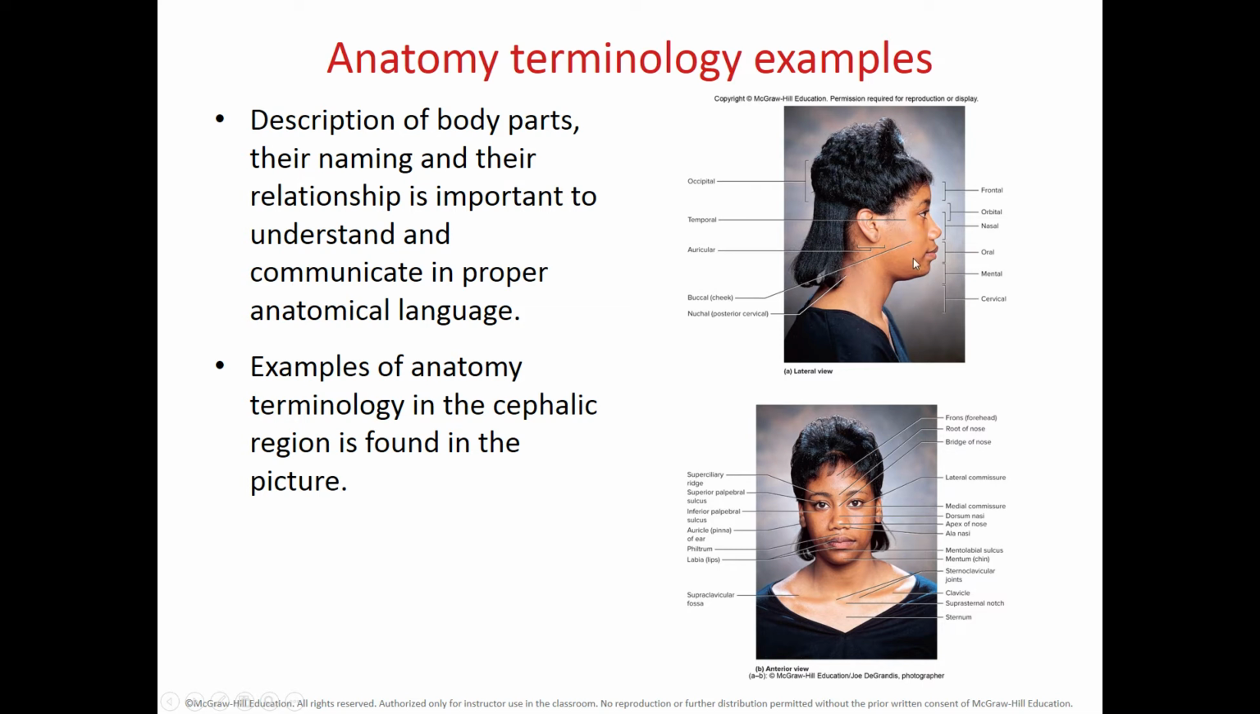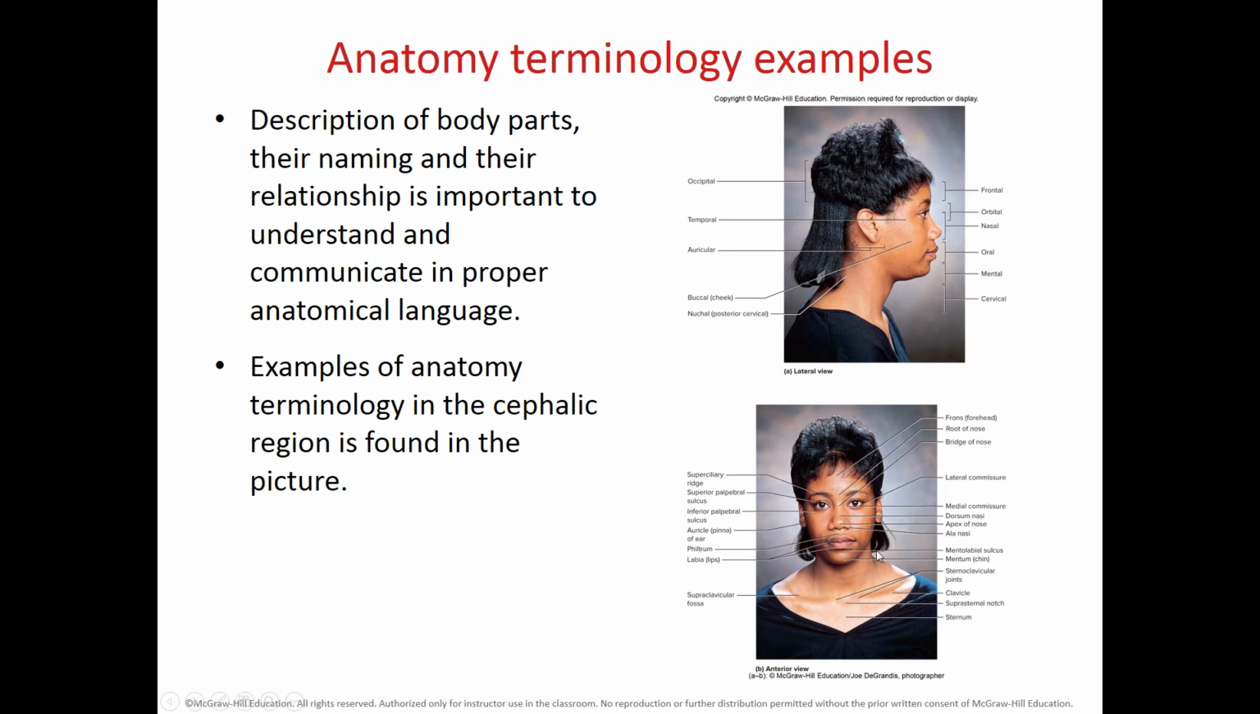The region of our cheeks is called buccal. The region posterior and inferior, the back of our neck and the most inferior region of our head, is called the nuchal region or posterior cervical. The region of our ears is called auricular. The region in between the ear and our eyes is called temporal. The most upper and posterior part of our skull is called occipital.